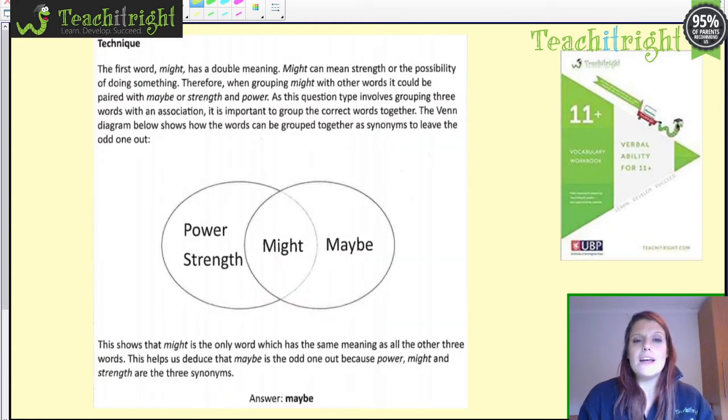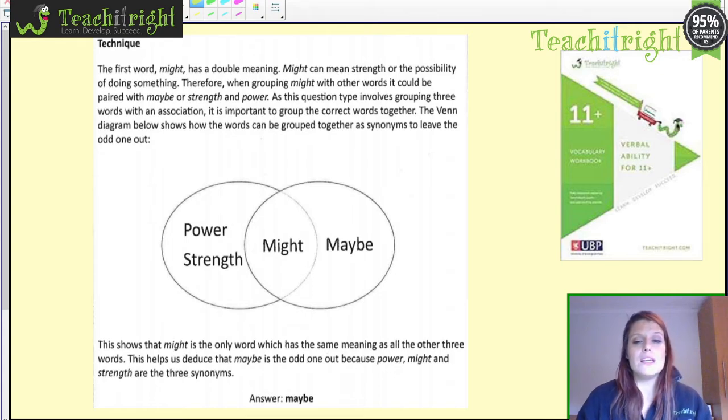And the first word in that list, might, has a double meaning. It can mean strength, the mighty warrior, for example. But it can also mean the possibility of doing something. We might go to the park. Therefore, when you group might with other words, it could be paired with maybe or strength and power. So as you can see in the Venn diagram, we've sorted them out. Power and strength on one side, maybe on the other. Might goes in the middle because it has a dual meaning and can fit in both categories.